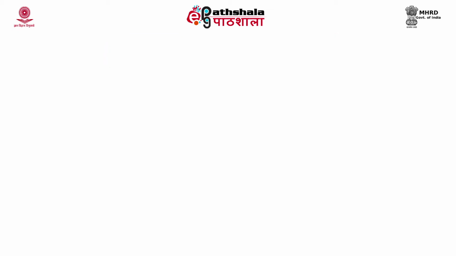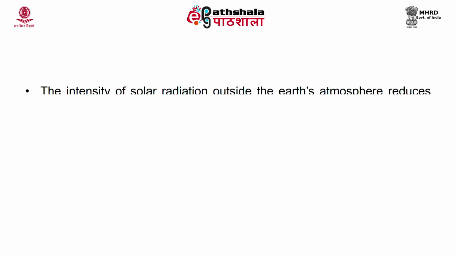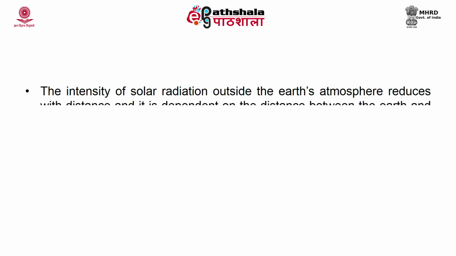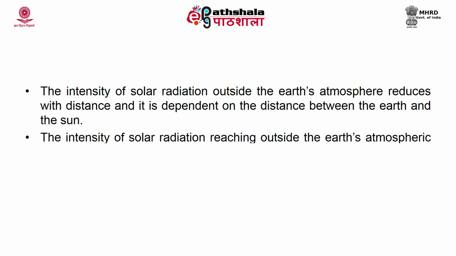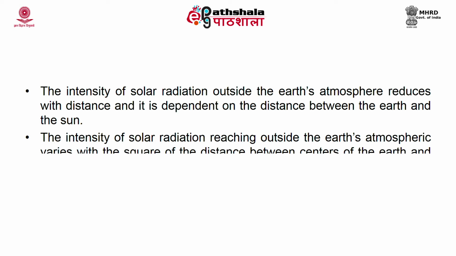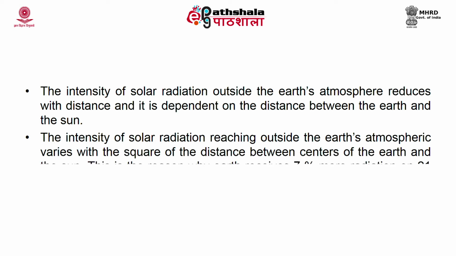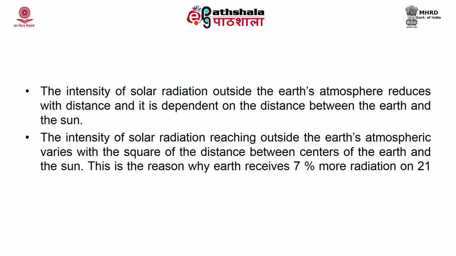We can say that the intensity of radiation outside the earth's atmosphere reduces with the distance and it is dependent on the distance between earth and the sun. So, the intensity of solar radiation reaching the earth's atmosphere varies with the square of the distance between the centers of earth and the sun. That's why the earth receives around 7% more radiation on 21st March and 23rd September as compared to 21st June and 22nd December, where the sun is farther from the earth.